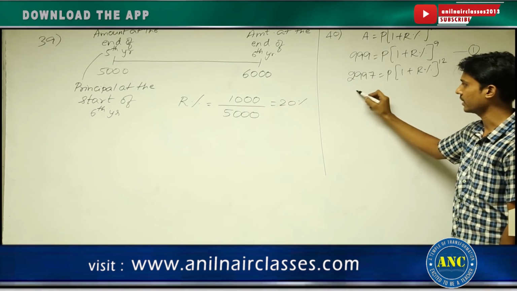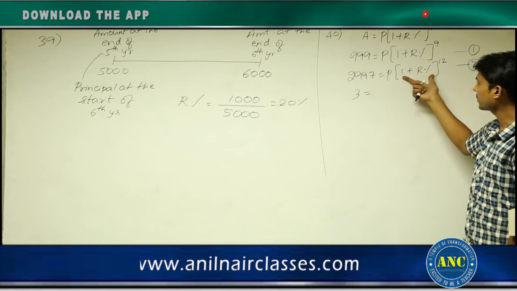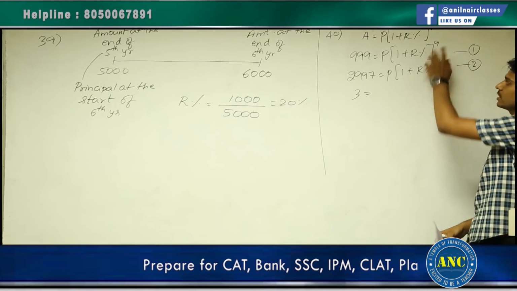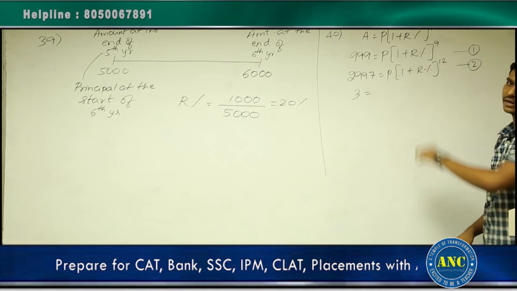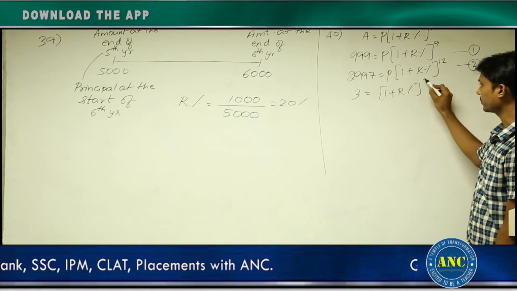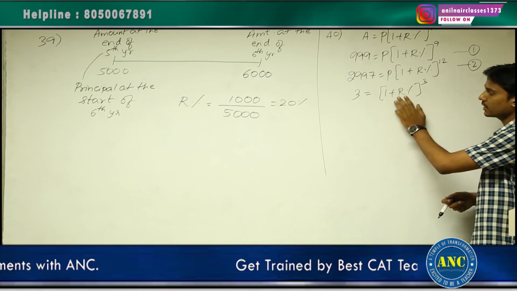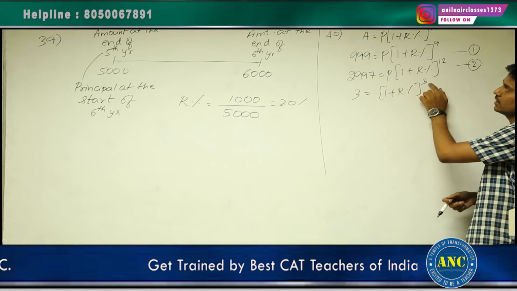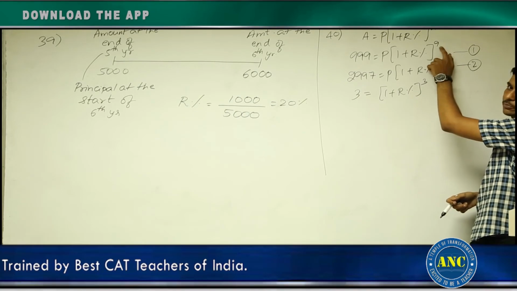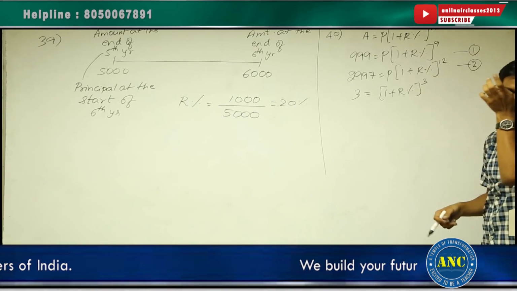2997 by 999 is 3. P gets cancelled. 1 plus r percentage to the power of 12 divided by 1 plus r percentage to the power of 9. 3 equals x power 12 by x power 9, which is x power 3. So it is 1 plus r percentage to the power of 3. Listen to this. Here it is 9, here it is 12. Make this 3 as 9 and substitute here, or make this 3 as 12 and substitute here. However the way you want, you do it.